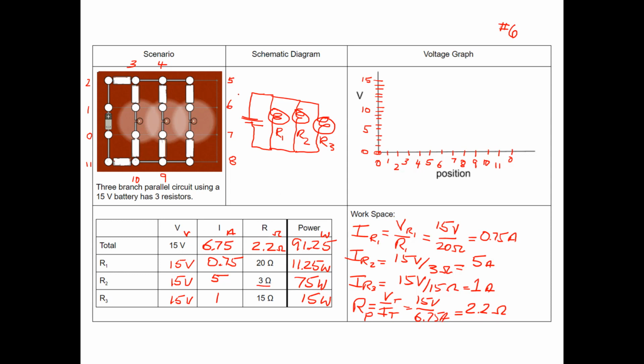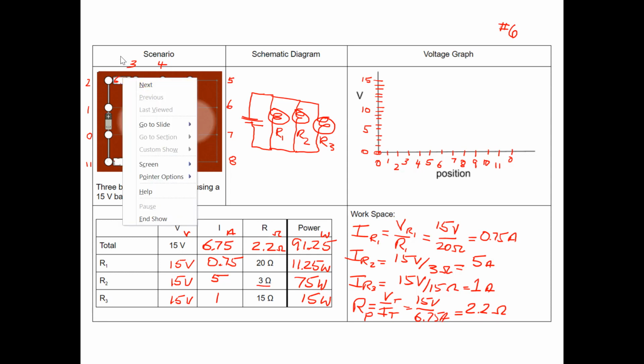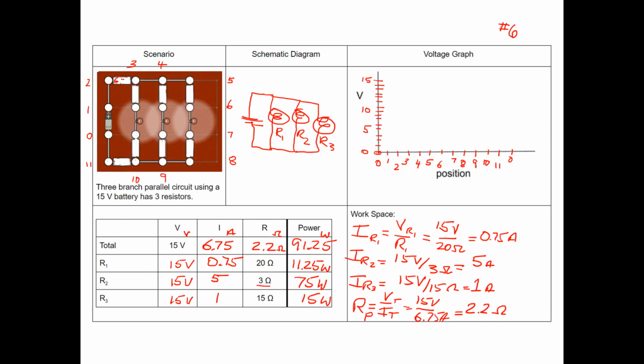Hey, so let's take a look at this. How much current is leaving the battery? We find 6.75. Sorry about the small writing here, just to fit it in here. 6.75.